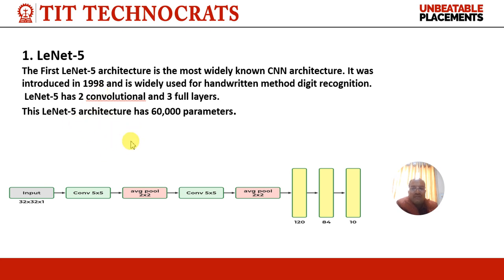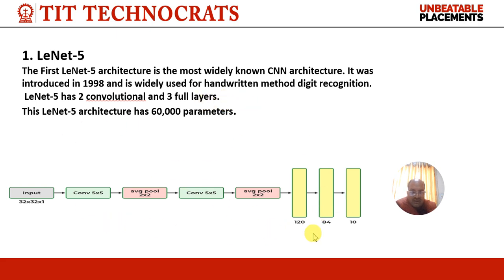In 1998, these were the winning case of that time. LeNet, the first LeNet-5 architecture, is the most widely known CNN architecture. It was introduced in the 1990s and widely used for handwritten digit recognition. It was first used in 1998, or you can say it was the winning case of that time. LeNet-5 has two convolutional layers and three fully connected layers.